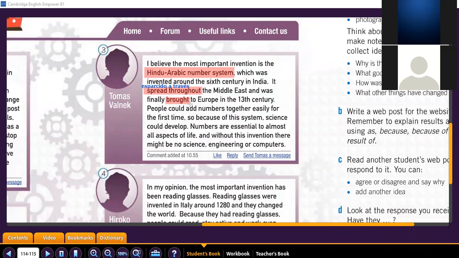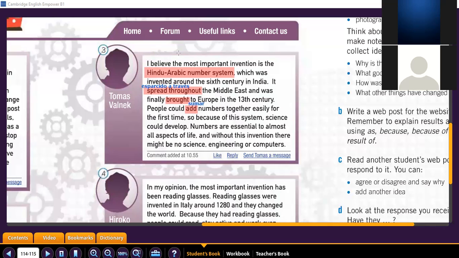People could add numbers together easily for the first time. Es decir, que la gente podía sumar, aquí tenemos la palabra add, que no sería añadir, sino más bien sumar, en el caso de las matemáticas, sumar números juntos, ¿no? De forma sencilla, por primera vez. So, because of this system, science could develop. Debido o gracias, ¿sí? A este sistema, la ciencia pudo desarrollarse.